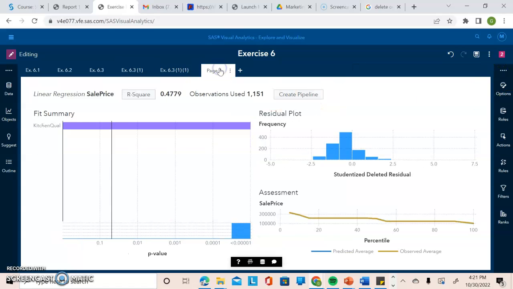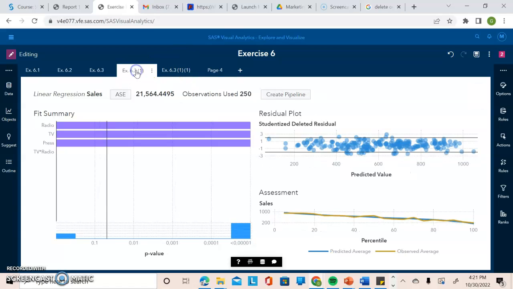I did have one house price page, just going back to prior, because it did ask us to use house price, but the house price page I had only had kitchen quality and then sales price as the predictor, which would not make it a multiple regression. So I felt this would be a better example to use.